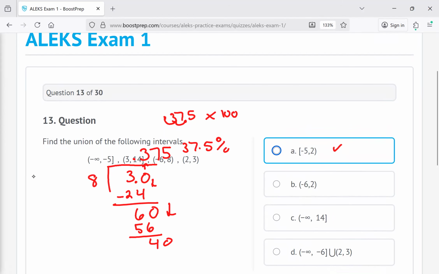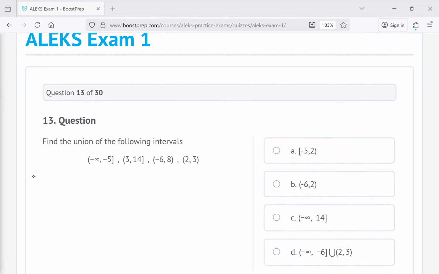Find the union of the following intervals. This is not as confusing as it looks. I mean, it looks confusing. What you want to know is when you're dealing with interval notation, you always go from the smallest to the largest. So small, and then the next one is the largest, right?